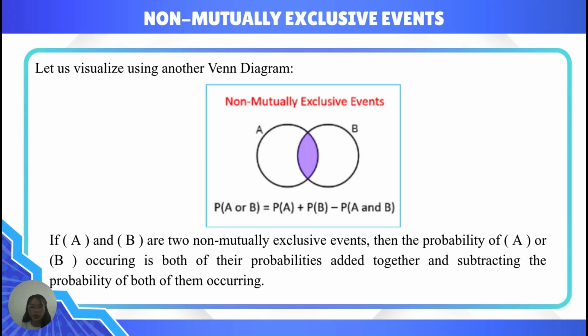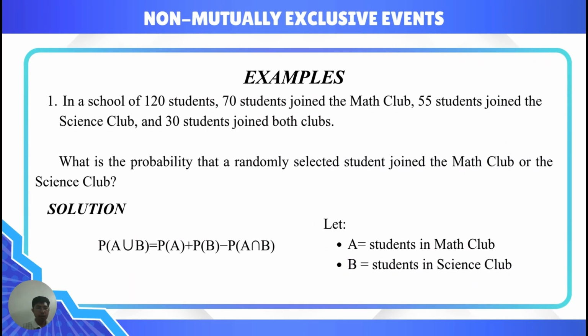For further explanation, one of my group will show you some examples for you to understand what non-mutually exclusive events are. Now, let's have example number 1 about non-mutually exclusive events. In a school of 120 students, 70 students join the math club, 55 students join the science club, and 30 students join both clubs. Now, what is the probability that a randomly selected student joins the math club or the science club? So we have the solution.